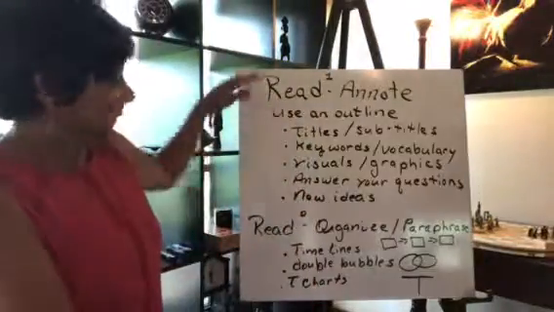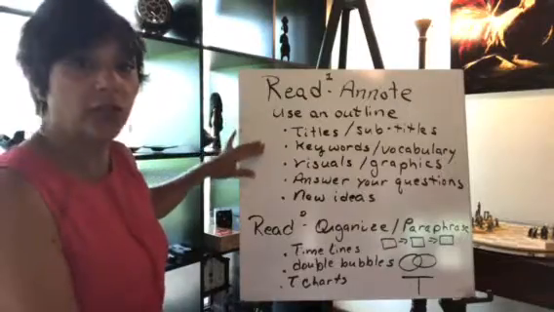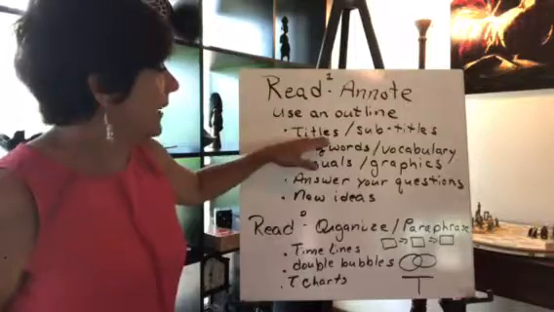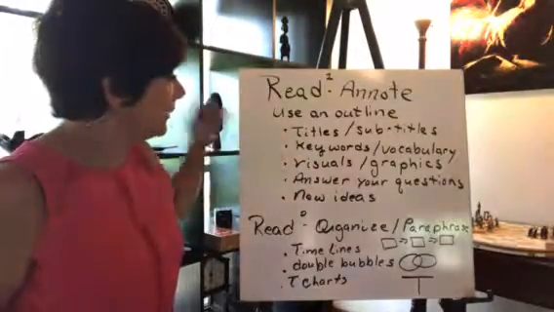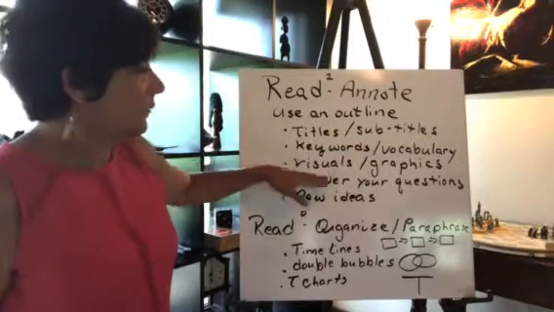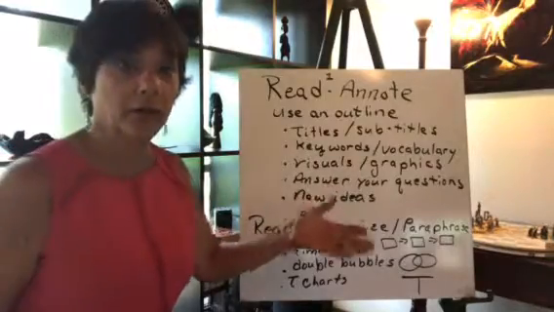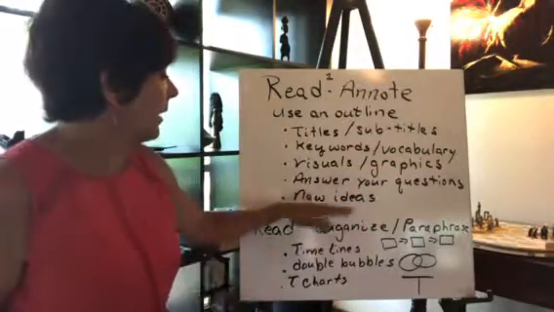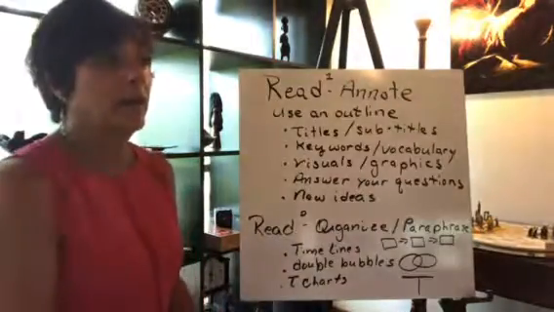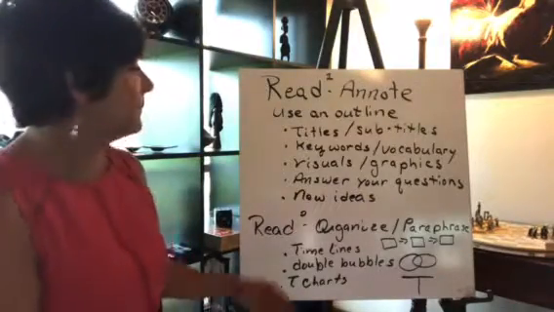Next, let's talk about the 3 R's. Read one, that's where you do your annotating. You could use an outline, and we will use outlines in this class. We'll talk about them later. But you would outline titles, subtitles, keywords, visuals, write a little jot about them. You could answer some of the questions that you posed in the question part of your SQ3R, and any new ideas that you might have learned. You might have misconceptions, and you could clarify those in your outline.